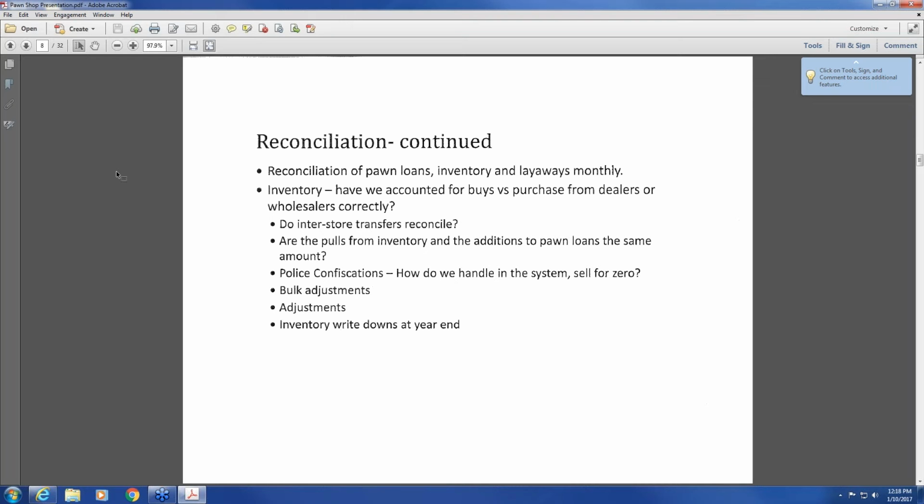Do I have police confiscations? Have I handled those correctly coming out of inventory? Do I have a separate account to track for them? How is it I'm tracking those police confiscations? And what was the ultimate disposition of that? Did I end up getting it back? And so in that case, did I put it back into inventory the correct way so that it offset the relieving of inventory when I took it out of there to begin with?